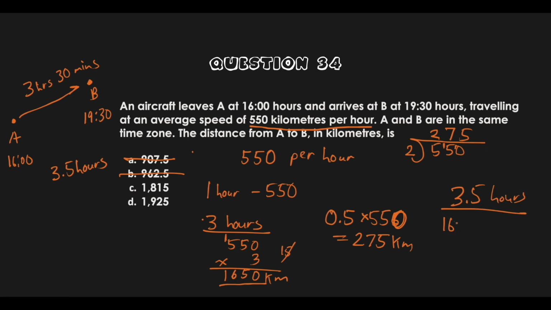So 1650 plus 275. So that's going to be 0 plus 5 is 5. 5 plus 7, 12. 6, 7, 8 plus 1, 9. Bring down that 1. So the answer is 1925 kilometers.